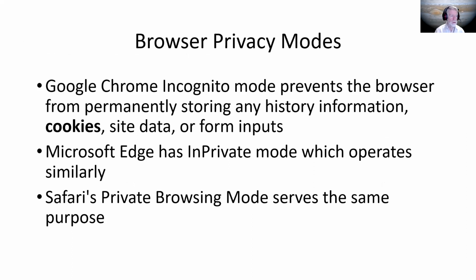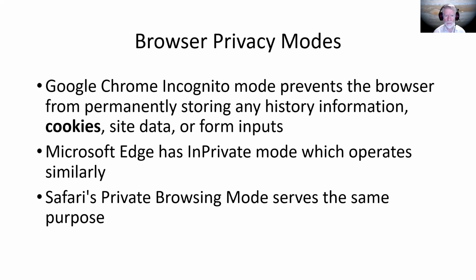Now, you can stop cookies in several ways. There's usually some sort of private browsing mode available on your browser. If you're using Google Chrome, it's called incognito mode. Microsoft Edge calls it InPrivate mode. Safari on your Apple system calls it private browsing mode. Everybody calls it something different, even though it's the same thing.